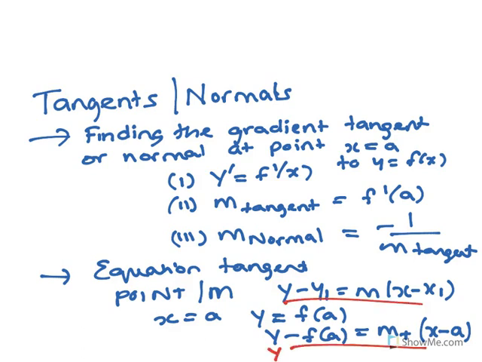If it was for the normal, it'd be y minus f of a, and the only difference is you put minus 1 over the gradient of the tangent, so you do the perpendicular gradient.